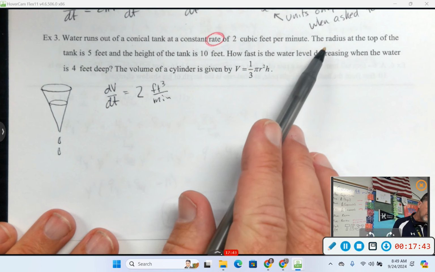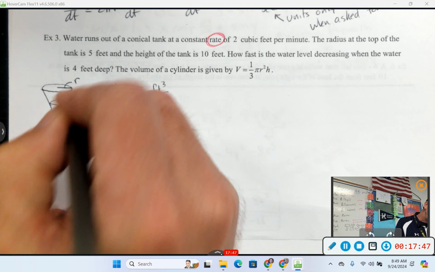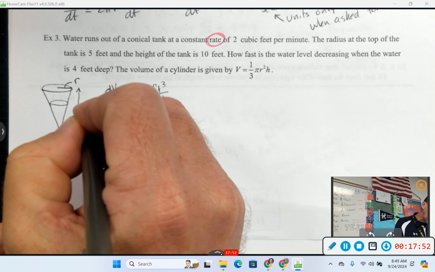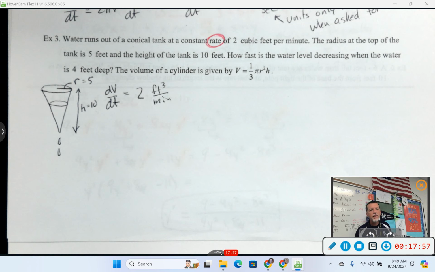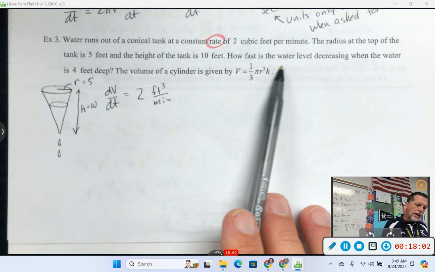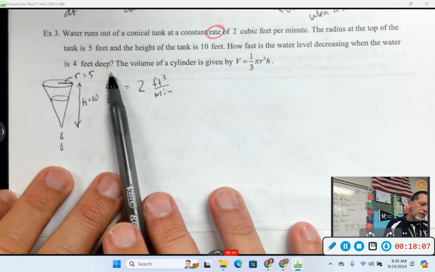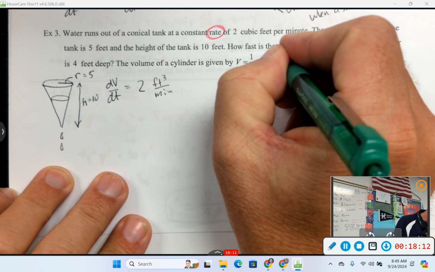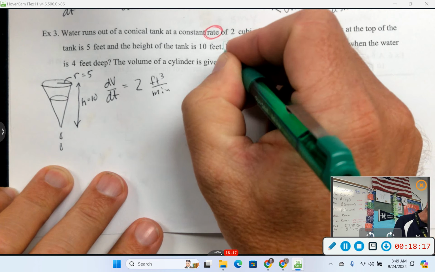Let's see, the radius at the top of the tank is 5 feet, and the height of the tank is 10 feet. That's not how much water is in there, that's just how big the tank is. How fast is the water level decreasing when the water is 4 feet deep? What's it asking for? How fast is the water level decreasing? So what variable is that?